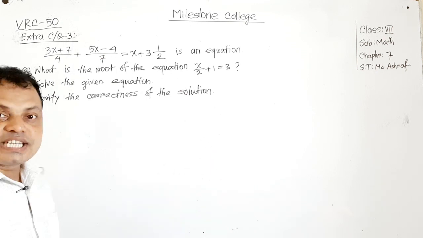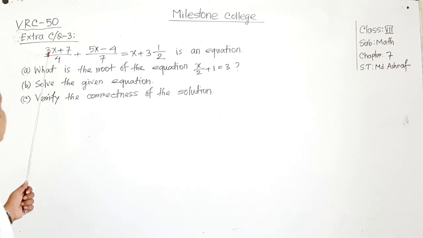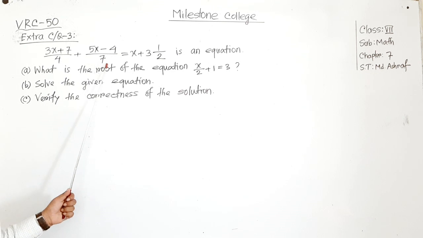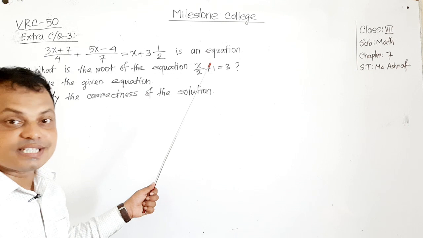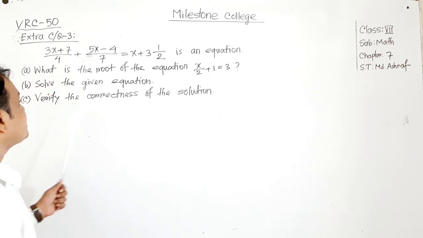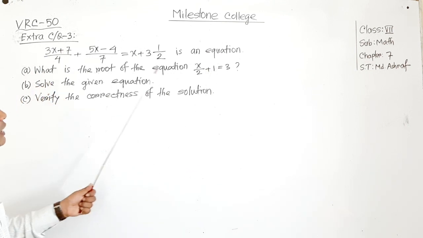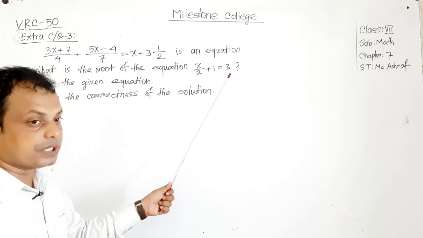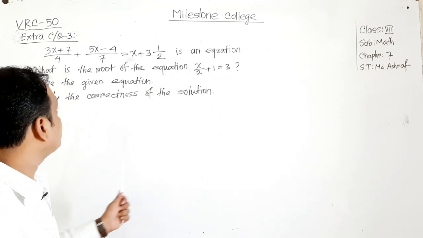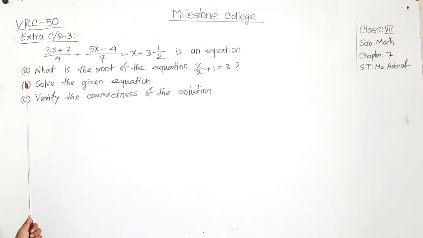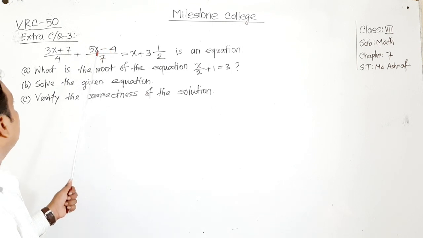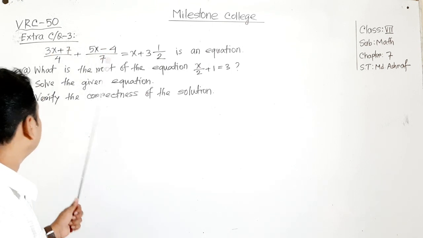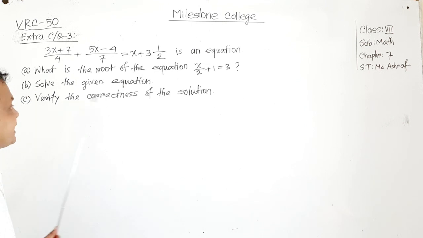My dear students, at first read question 3. This is the stem: (3x plus 7) divided by 4 plus (5x minus 4) divided by 7 equals (x plus 3) whole 1 by 2 is an equation. A number question: what is the root of the equation x by 2 plus 1 equals 3? B number question: solve the given equation in the stem. And in C number, verify the correctness of the solution.